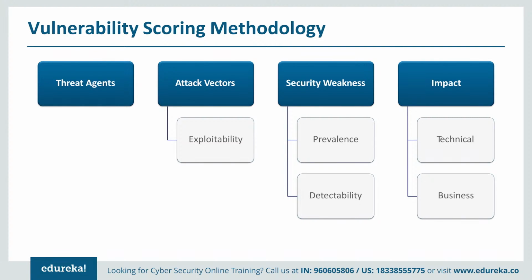Likewise, it is further split across attack vector, whether this vulnerability is exploitable. Not all vulnerabilities can be exploited. So when we are not able to take advantage of a vulnerability, it means that it's not exploitable. So the scoring will be low.